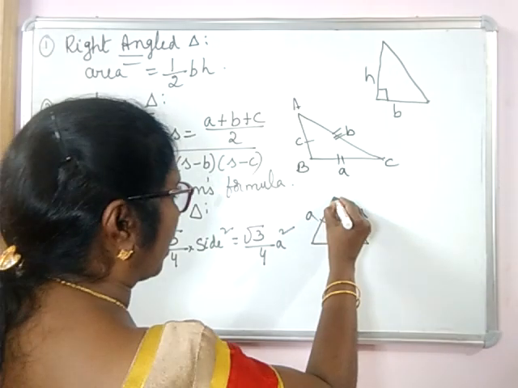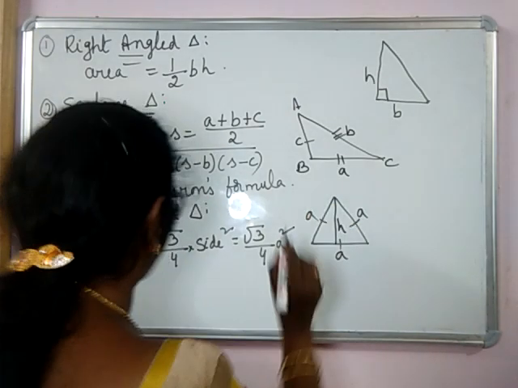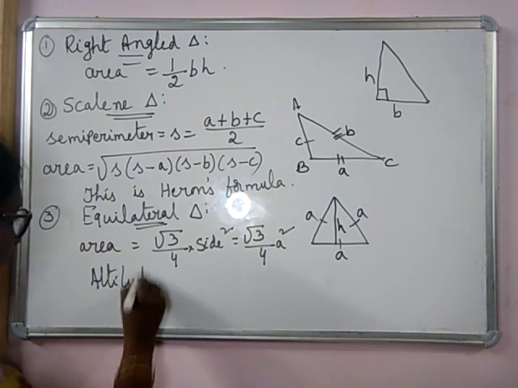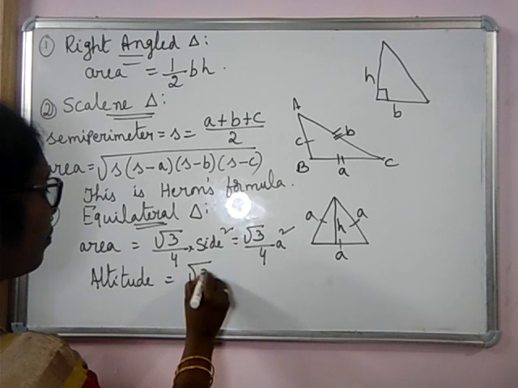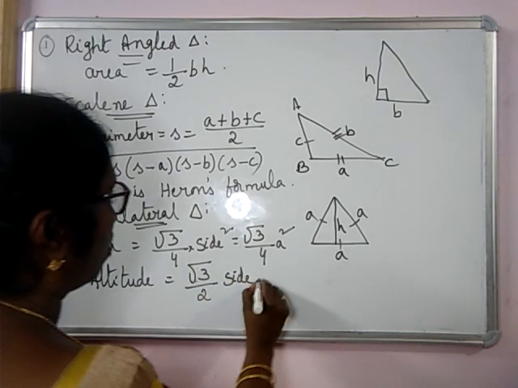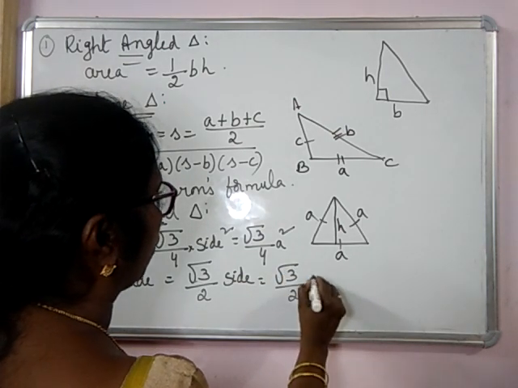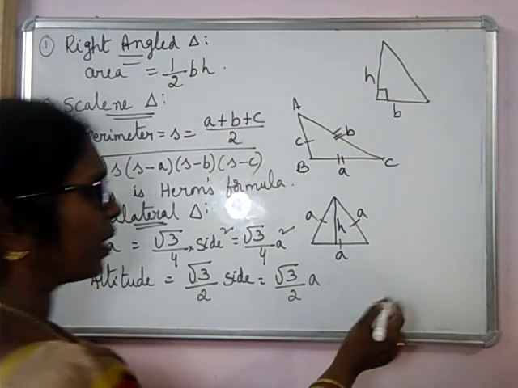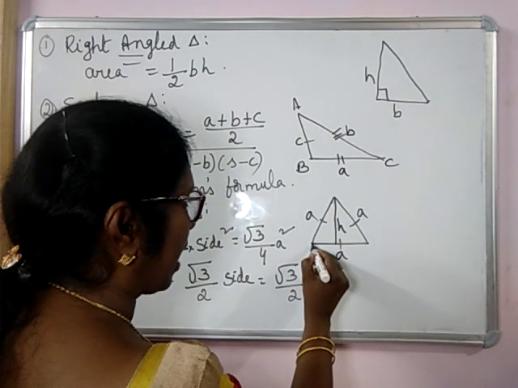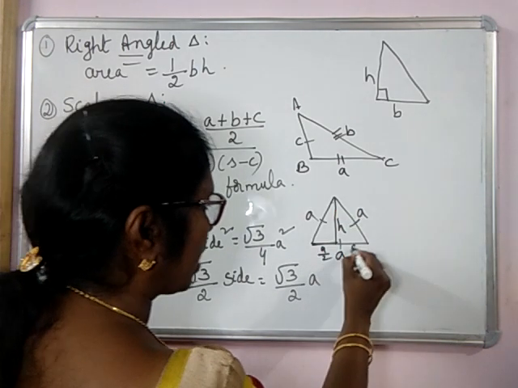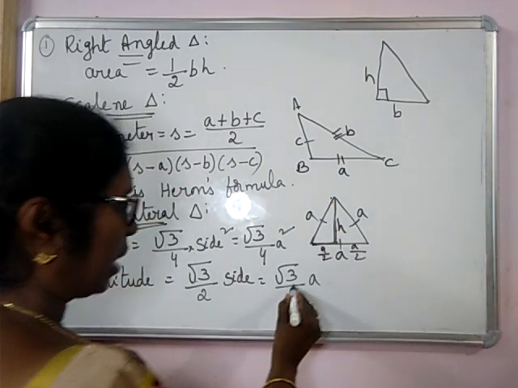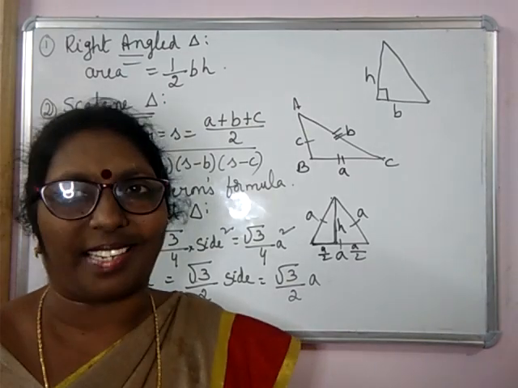And one more formula you can find here is, if you want to find the altitude or height of an equilateral triangle, you can use the formula root 3 by 2 into side, or root 3 by 2 into a. How? Very simple. In an equilateral triangle all the sides are equal. If this is a, this is a by 2, this is a by 2. So by using Pythagoras theorem you can find the height. That gives you root 3 by 2 into side.